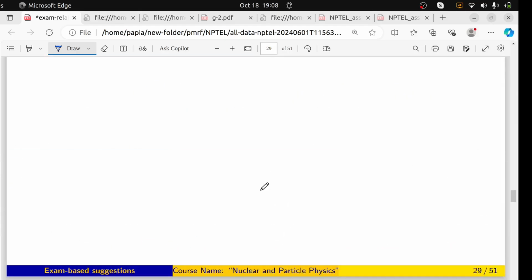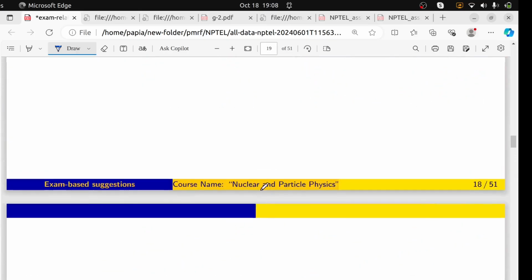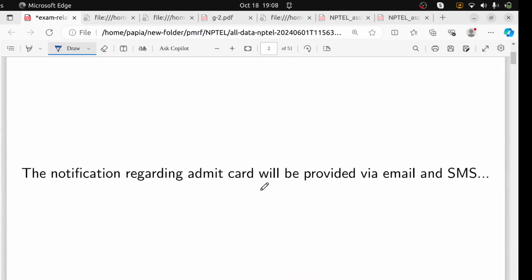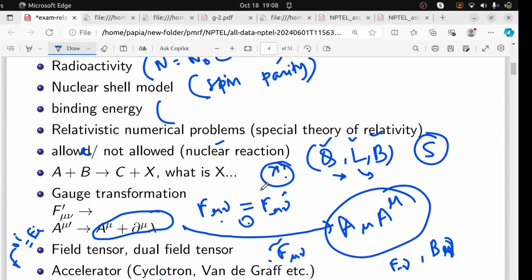Then what else is in my important topic list? That is my important topic list. Yes. Relativistic numerical. Allowed, not allowed can be considered a direct question, as well as an essay type question also. And then A plus B going to C plus X can also be considered an MSQ direct question.